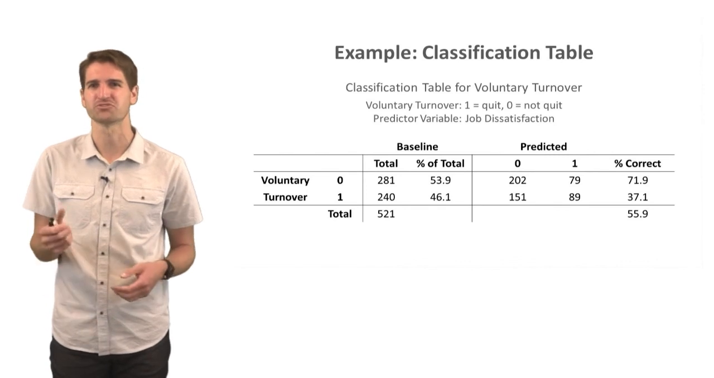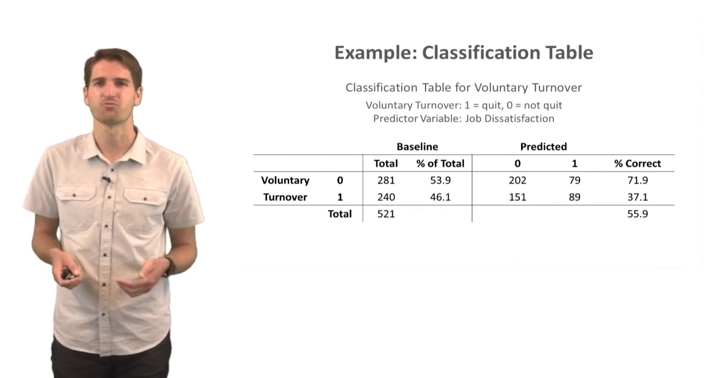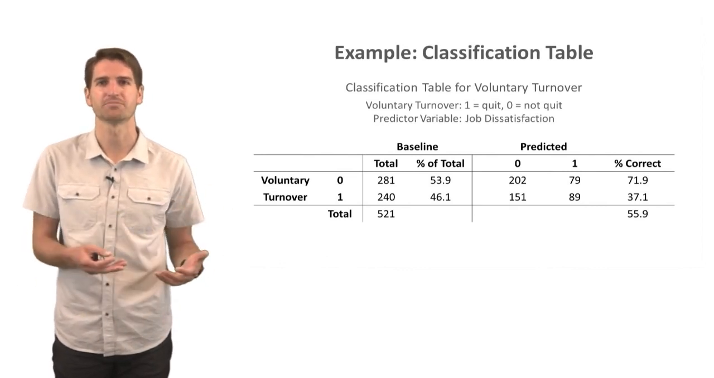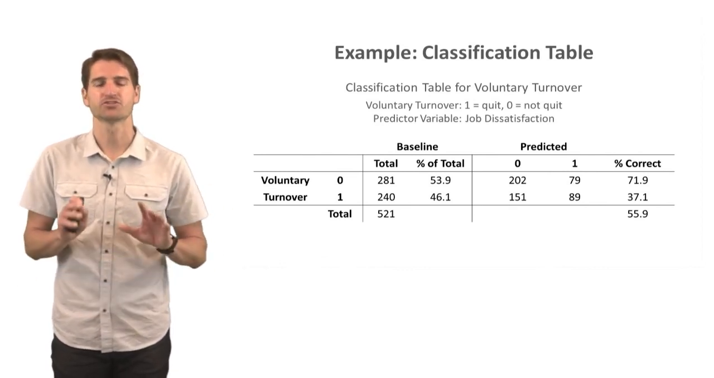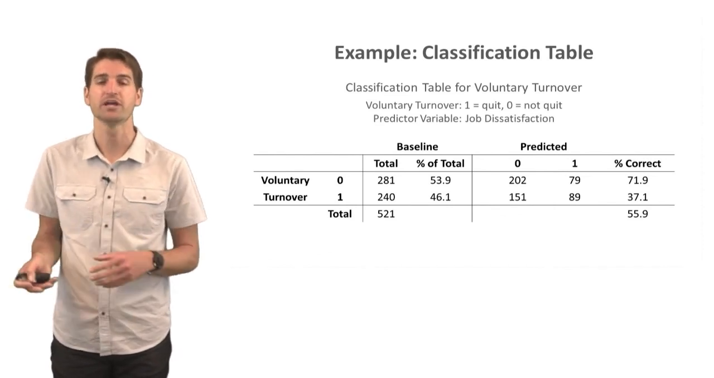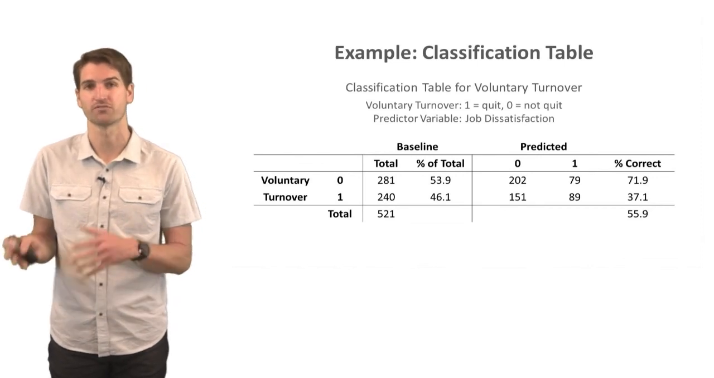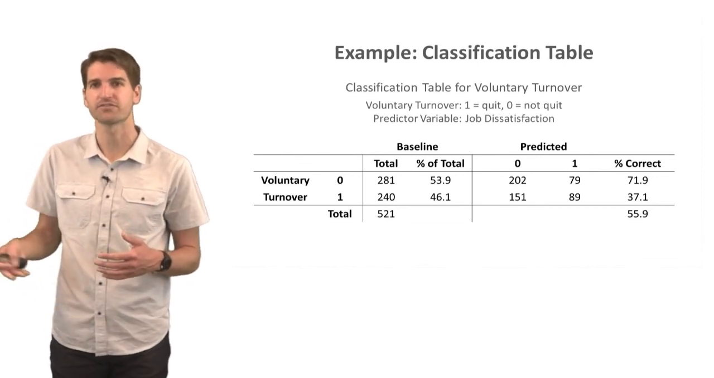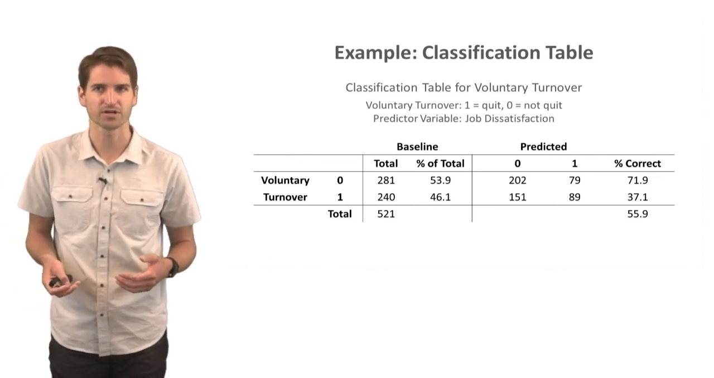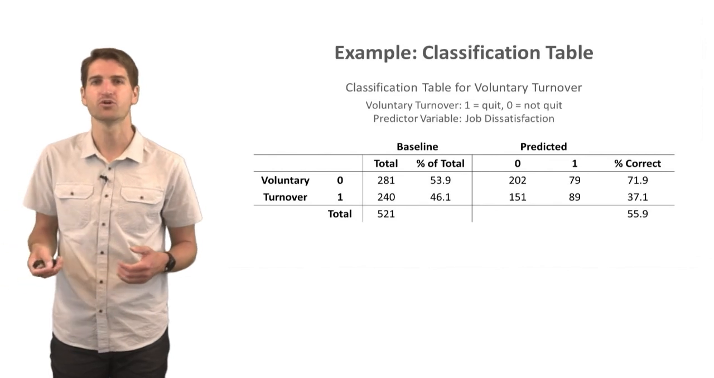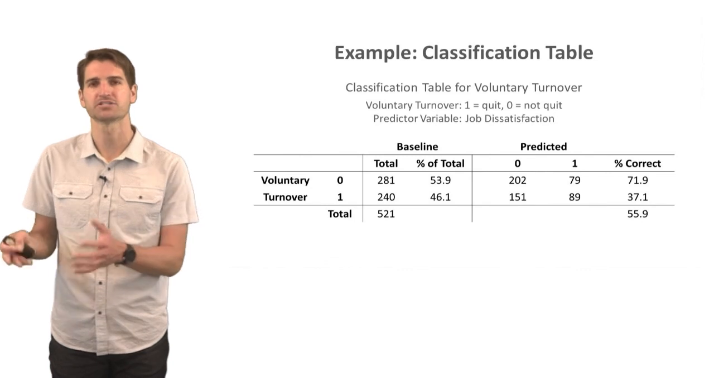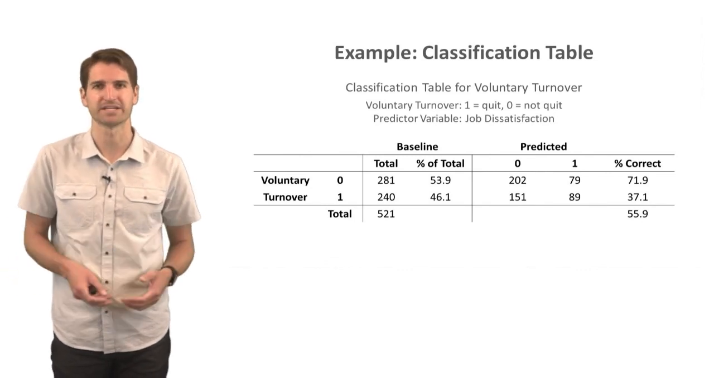Currently, it looks like we can almost flip a coin. There's a 50-50 shot, more or less, and we're only slightly incrementally improving that prediction by including job dissatisfaction as a predictor in the model. This is one of the reasons we might go from a simple logistic regression model to predict turnover to a multiple logistic regression model, wherein we include additional predictor variables to explain additional variability in that dichotomous outcome variable. Hopefully in doing so, we can increase the percentage of correct predictions we make based on the regression model relative to our baseline data.